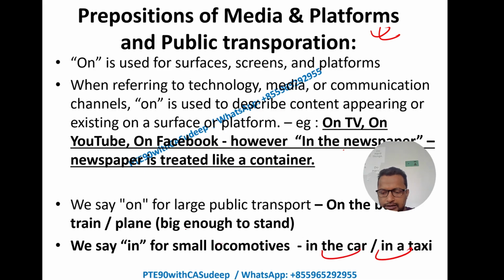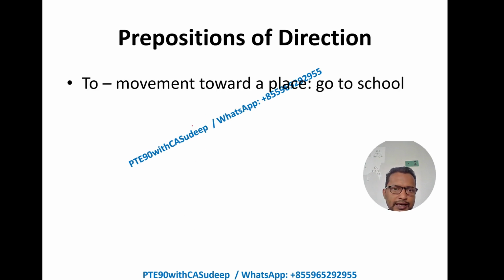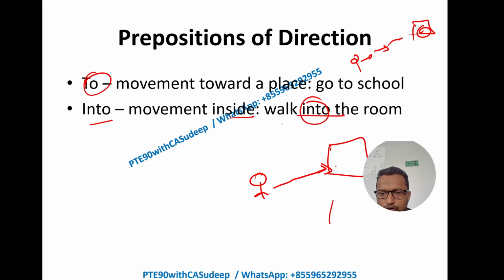Okay, and then now let's move on. Prepositions of direction. So like moving towards a place, like this is the school, and then you are moving, going towards it. So that's why you put to, right? You put to. And then into, moving inside, walk into the room. Like for example, this is the room, and then there's a movement. So you are walking and going inside this closed room, then that should be into. But if you are already in the room, already there in the room, you say I'm in the room.